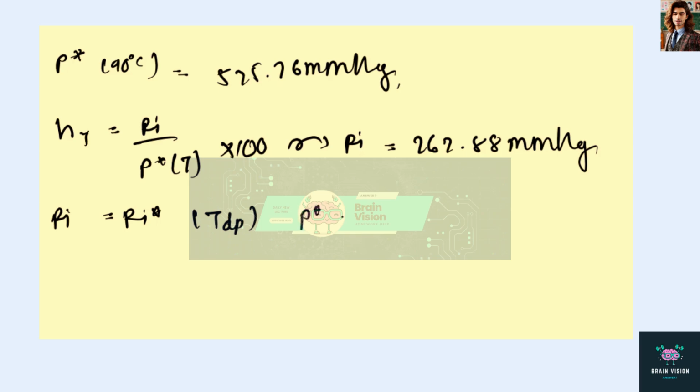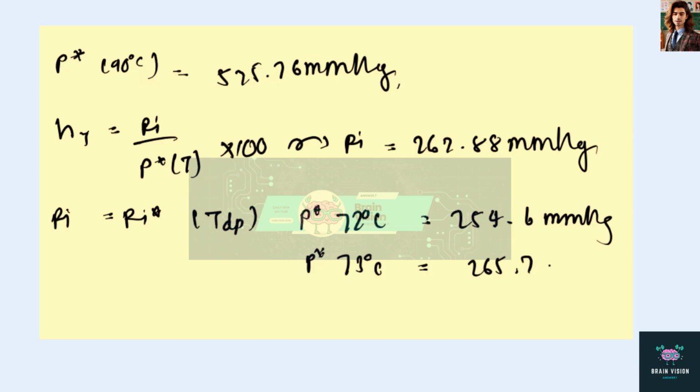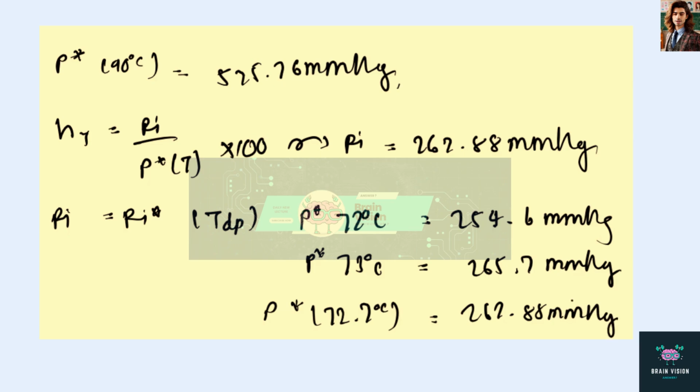So we have P star for 72 degrees Celsius, 254.6 millimeters of mercury. And we've got 73 degrees Celsius. So that is 265.7 millimeters of mercury. So we interpolate to find the more precise temperature to match the equilibrium vapor pressure. So we have P star at 72.7 degrees Celsius equal to 262.88 millimeters of mercury. And the dew point at initial conditions is 72.7 degrees Celsius.